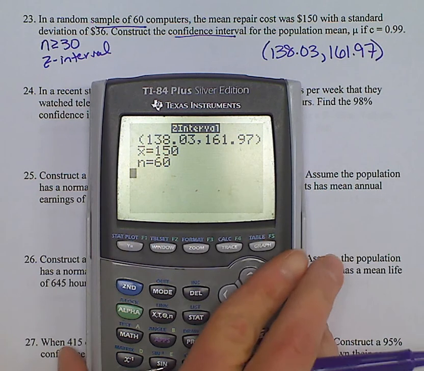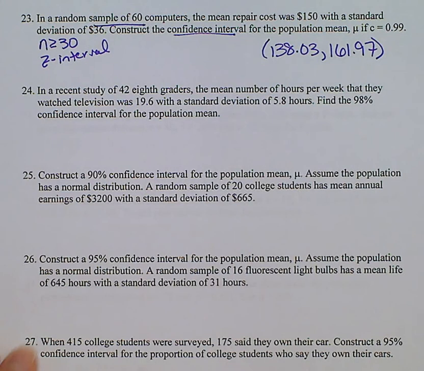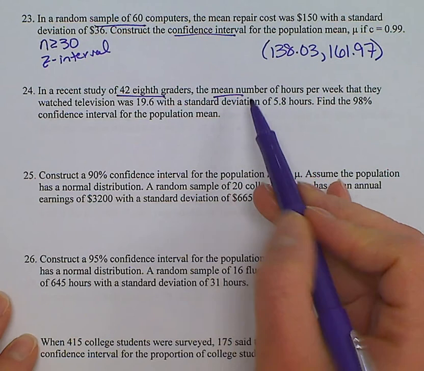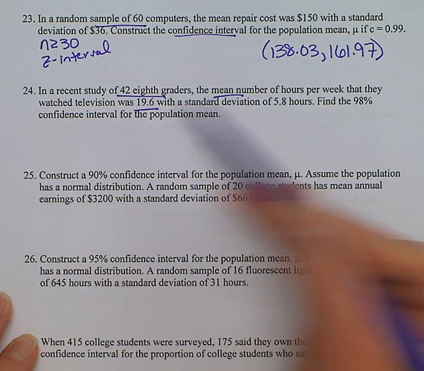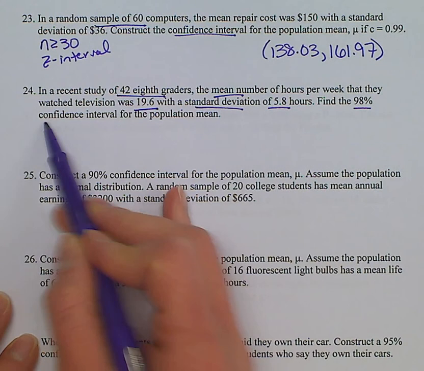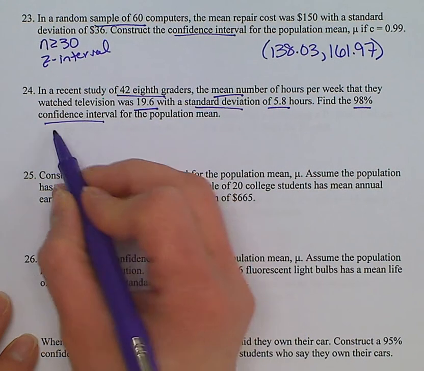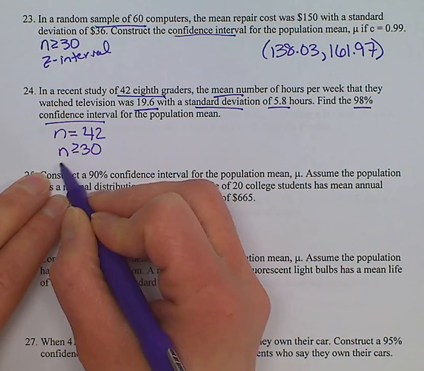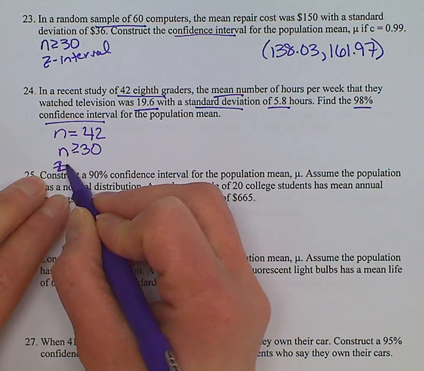Okay, 24. In a recent study of 82 8th graders, the mean number of hours per week that they watched television was 19.6 with a standard deviation of 15.8. Find the 98% confidence interval. Well, N is 82, so again, N is greater than or equal to 30, so it is a large sample. So we're using Z interval.